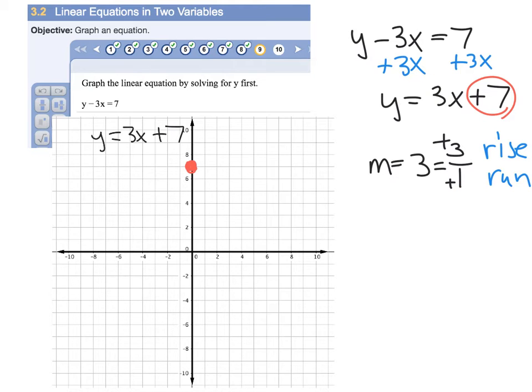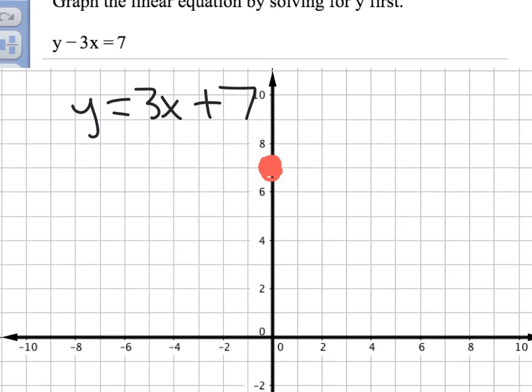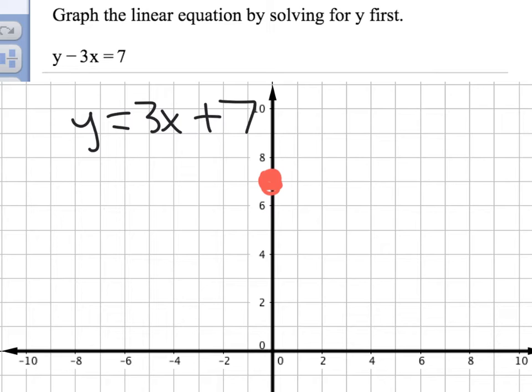All right, so I'm going to zoom in to make it a little bit easier for us to see, and it's going to go up 3 over 1. So it's at 7, 8, 9, 10, and then over 1. So there. Now, I can't really go up 3 over 1 because we run out of graph. So I'm going to backtrack, and I'm going to go down 3, backwards 1. 1, 2, 3 over 1.